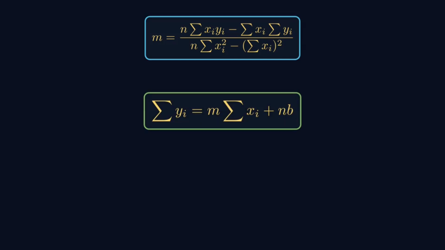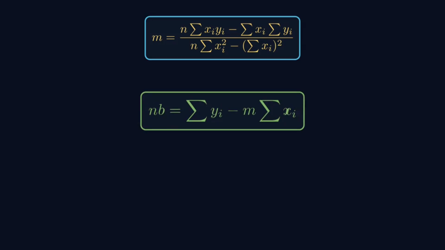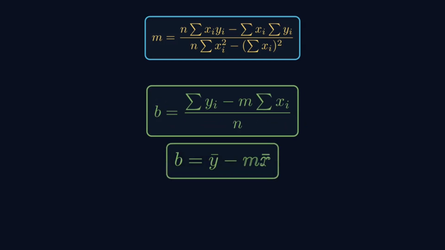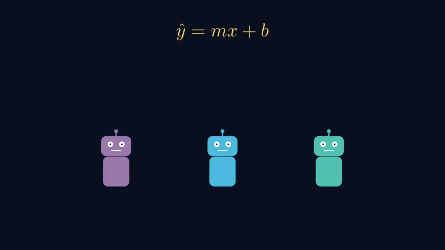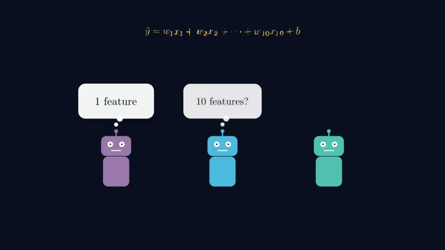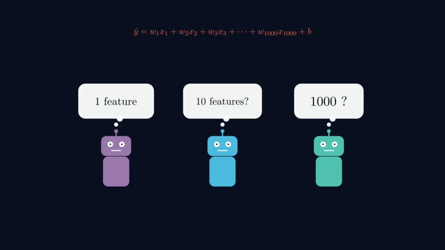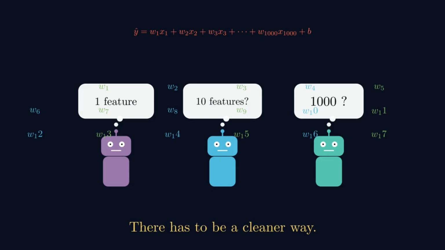And once we know m, finding b becomes straightforward. We plug it back in, simplify, and recover the intercept. And just like that, after all the geometry, all the derivatives, and all the algebra, we finally have the line. The best line chosen mathematically, the one that minimizes all those squares. But if you're feeling slightly exhausted, you're not alone. Because there's a problem, a really serious one. What happens when we don't have one feature, but 10, 100, 1000?